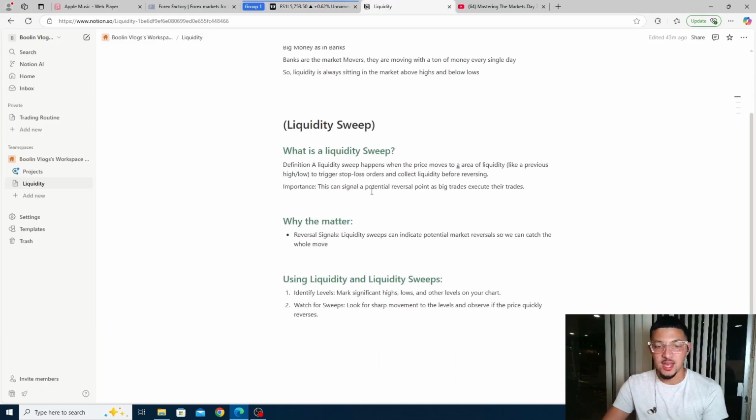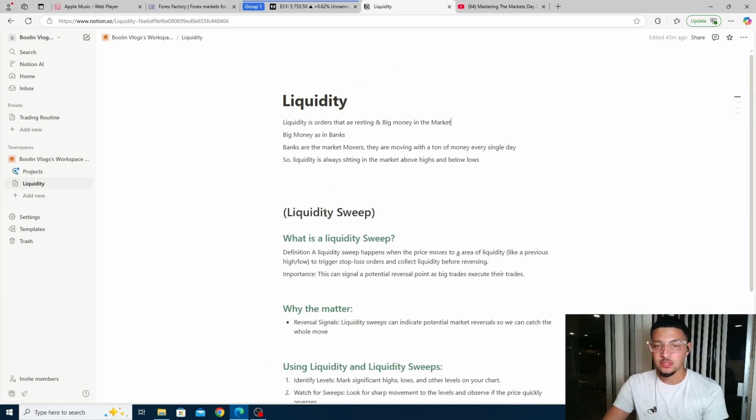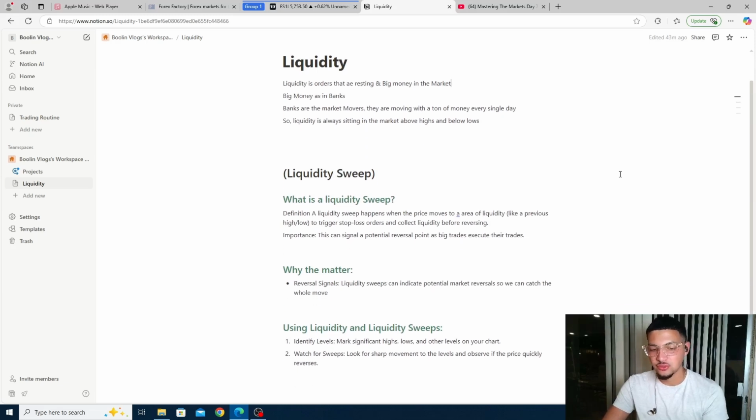This is a list that I have for y'all here that I want y'all to write down, take notes on it, take a screenshot, do whatever you got to do. This is super important. This explains to you what liquidity is. So liquidity is orders that are resting and big money in the market. Exactly what I was telling y'all when I was explaining to y'all right now.